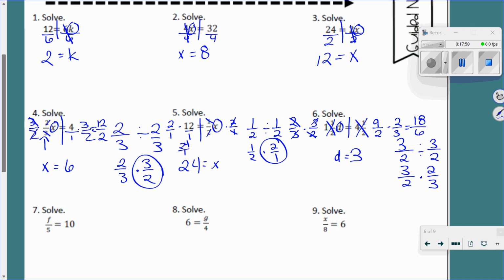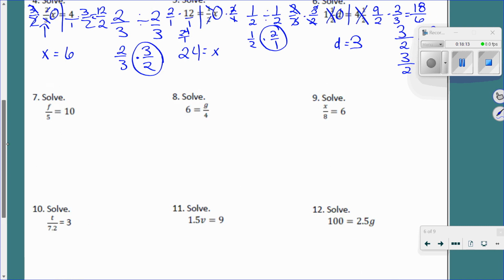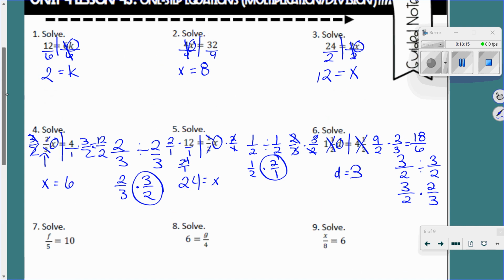All right, you have the bottom part of the page, which is the last 6, and number 13, where you're going to work out each problem to see if x is 6 and circle the ones that work. Any questions? All right, go for it. Make sure you are showing your work. Okay, I'm going to give you 10 minutes to do this. So this should just be checking. That's why I'm going to go through this in about 2 minutes.